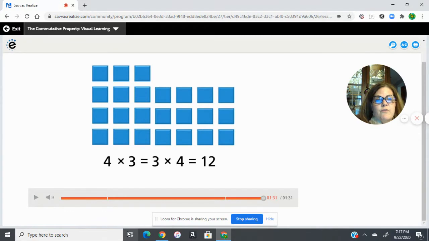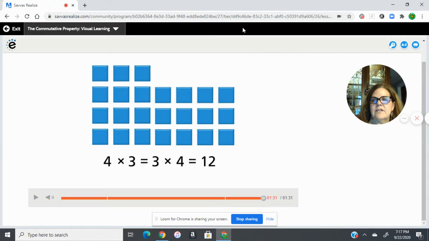So does 4 groups of 3 look exactly the same as 3 groups of 4? No. In 4 groups of 3, you'll have 4 rows, and in 3 groups of 4, you'll have 3 rows. So it will look different depending on what you were counting.